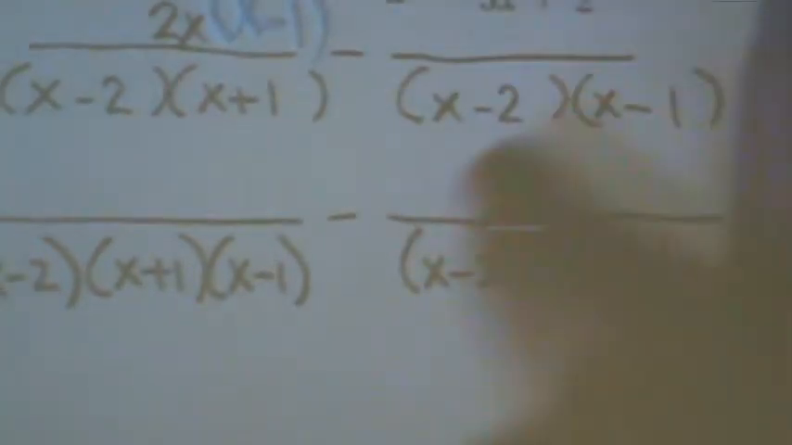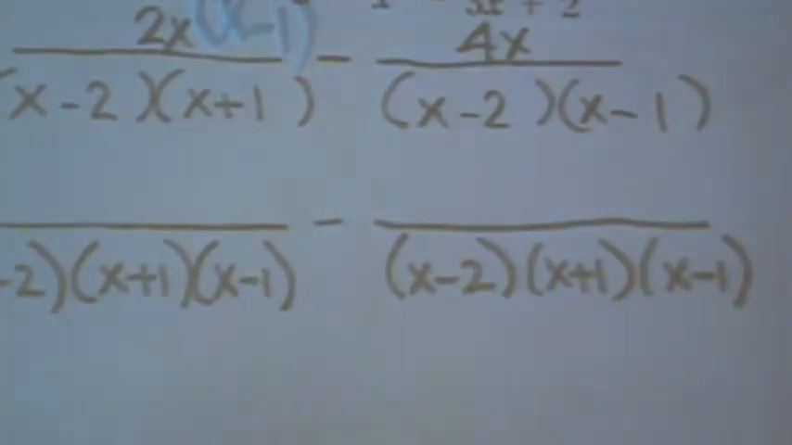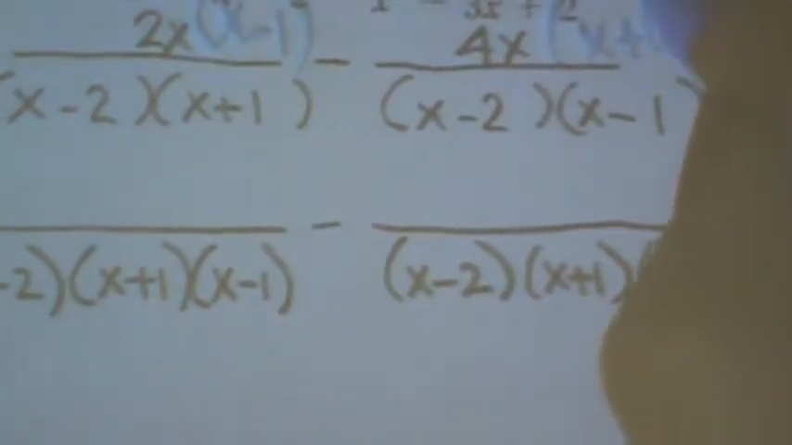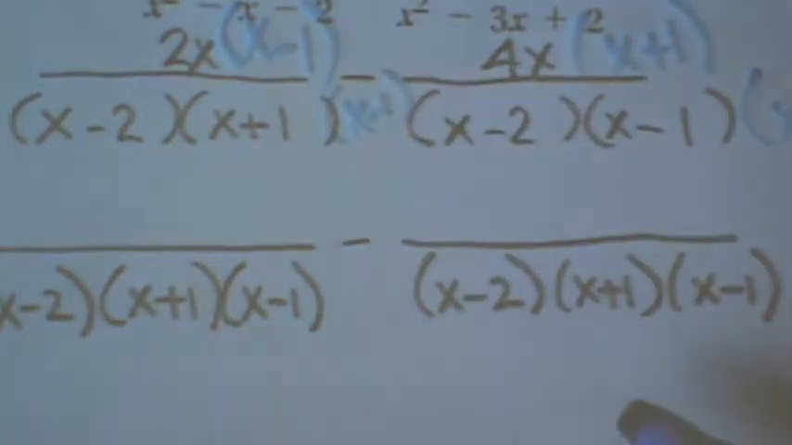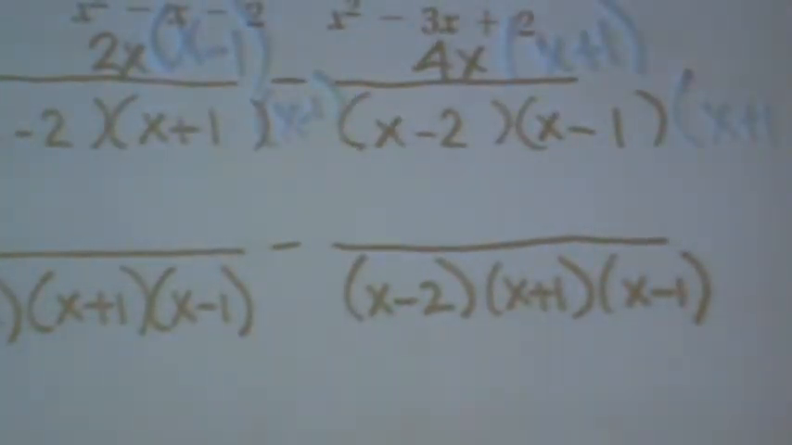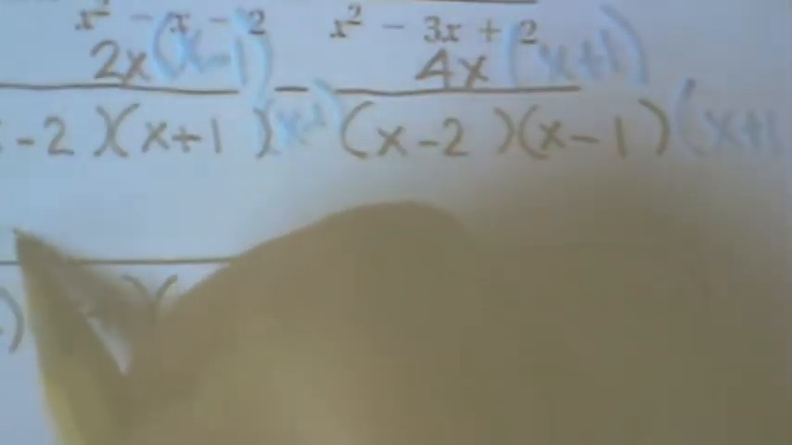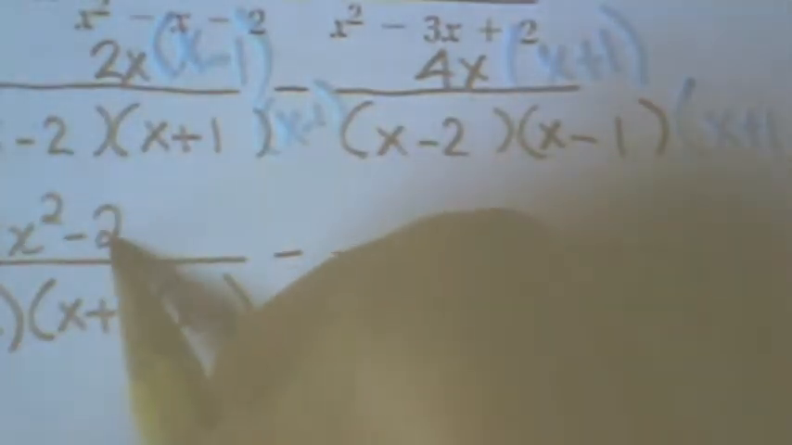What about this 4x? What do you have to multiply this top and bottom by? X plus 1. Uh-huh, x plus 1. This one we needed an x minus 1. Okay, help me out here. What's 2x times x minus 1? 2x squared minus 2x.